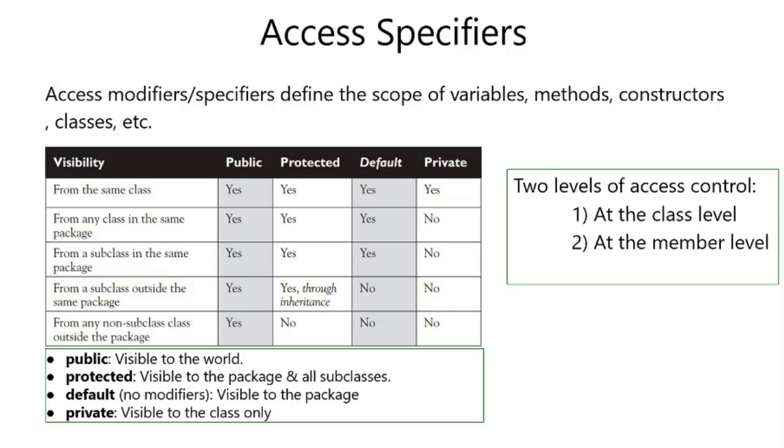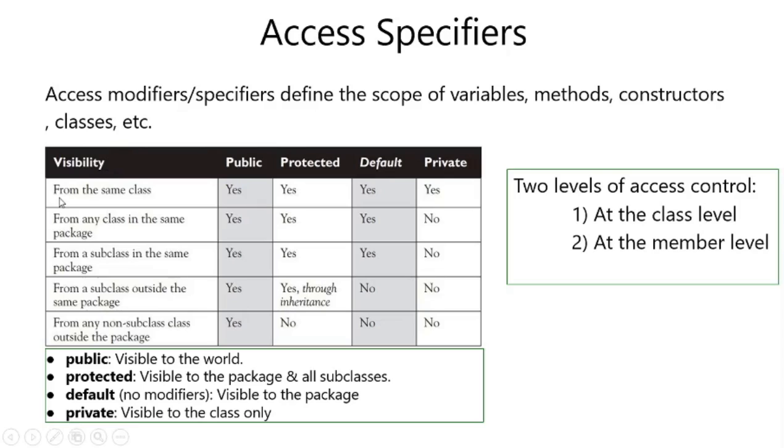Now there is a table given on this screen. In this table, the first column is the visibility of the members, then access specifiers, that is public, protected, and private. And if you are not specifying any access specifier, then default will be the access to the package, or that member will be visible to the package.